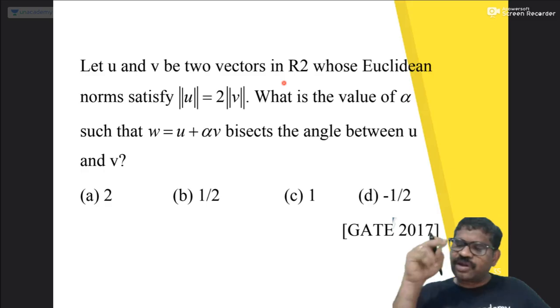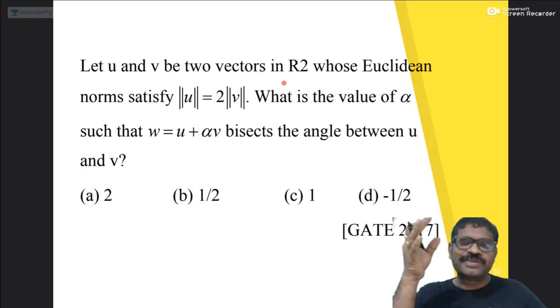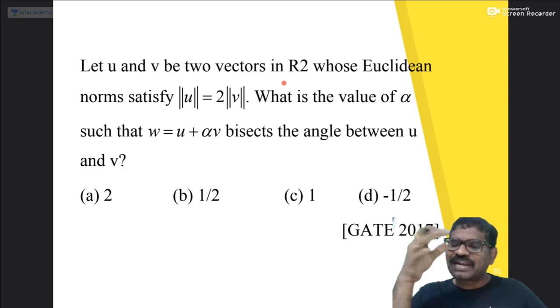Whenever you are solving a concept based question, you have to be very careful. What is invertible? Invertible means the inverse exists. When the inverse exists, the determinant is non-zero.